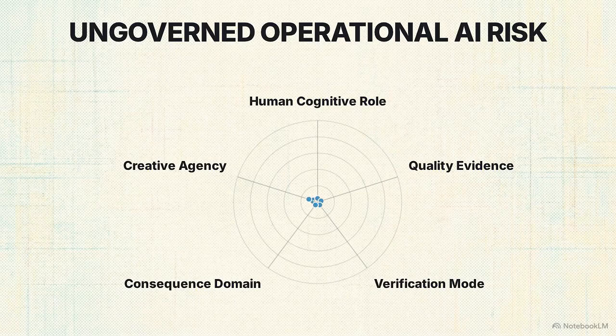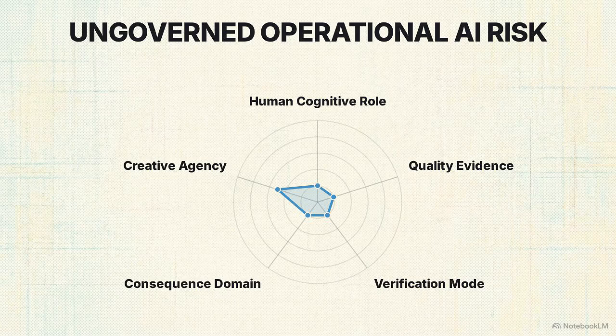The first is the human cognitive role. This tracks the builder's contribution from manual coding and line-by-line review to designing the verification systems that check all outputs. The next two are quality evidence and verification mode. These measure the shift from reading code manually to trusting automated tests, AI verification swarms, and statistical defect rates. The fourth is the consequence domain, the actual stakes of a failure. This ranges from a minor personal inconvenience to security breaches that threaten lives or safety. The fifth is creative agency. This tracks where the builder's energy goes, whether they are reactive, spending their time fixing what broke, or generative, opening problem spaces that didn't previously exist.